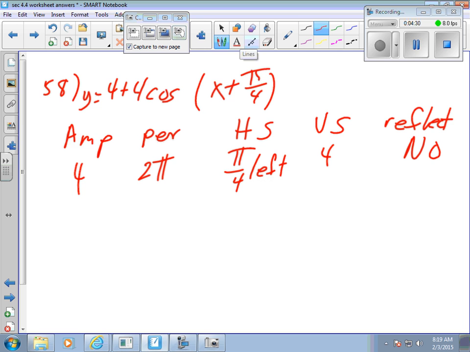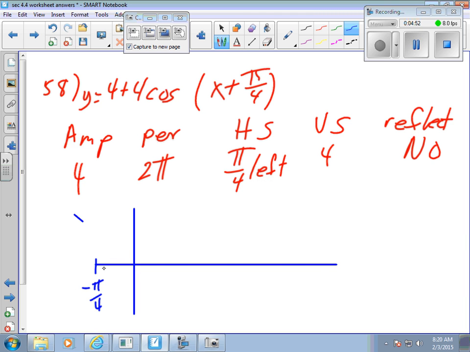So if I'm going to graph this, since we have a pi over 4 to the left, my starting point here is going to be negative pi over 4. And since our period is 2 pi, it's going to end somewhere out here at 2 pi minus pi over 4, right?